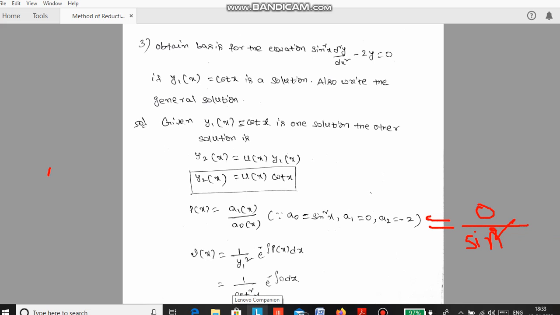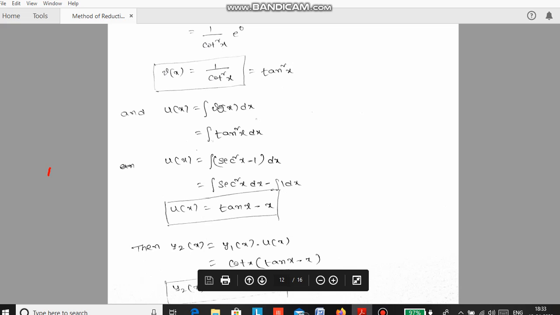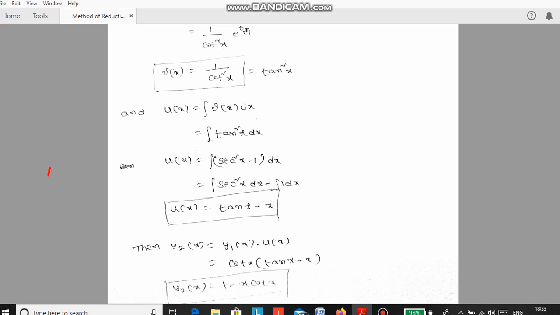So next we have to find the value of v of x. The formula is v of x is equal to 1 by y1 square into e power minus integral p of x dx. That is equal to 1 by cot square x into e power minus integral 0 dx, which is 1 by cot square x into e power 0. E power 0 value is 1. So v of x is equal to 1 by cot square x, which becomes tan square x. So v of x value is tan square x.